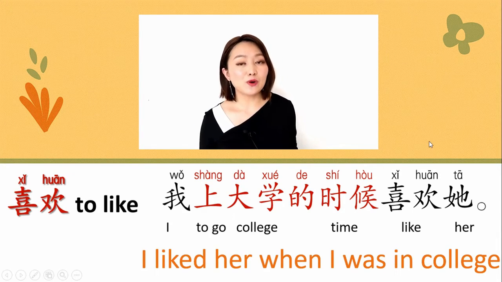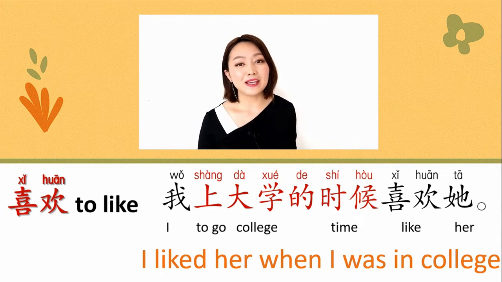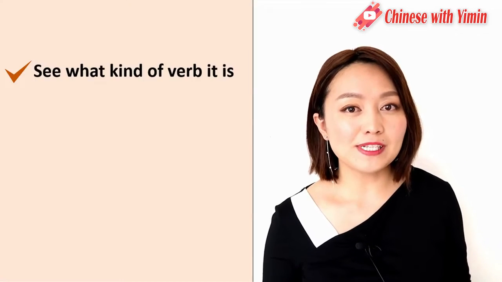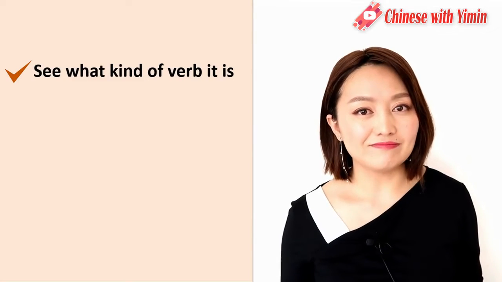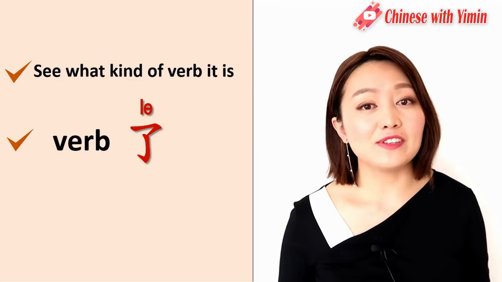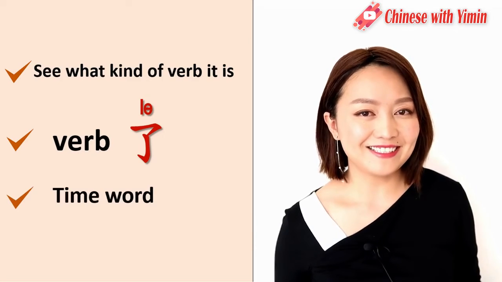You just need to put the time word in the sentence and everything becomes understandable and becomes the past tense. So to sum up about the past tense, you just need to know what kind of verbs it is. It's an action or it's a continuous situation. If the action, you need the function word le, and if it's a continuous situation, you just need to put the time word in the sentence.